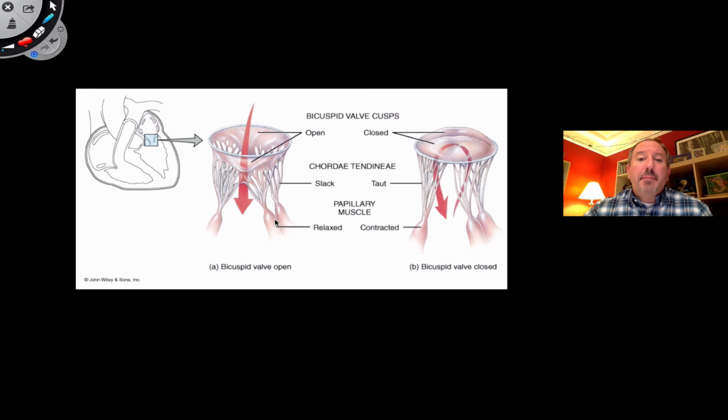Now, when the papillary muscles are relaxed, this is when the valve is open. So the bicuspid valve, which is over here on the left side, is the mitral valve. When these are relaxed, the atria are contracting, and the blood is flowing right there into the left ventricle. And then when the ventricle contracts right here and it's shooting out the aortic semilunar valve, then these are contracting and therefore pulling the cusps closed, preventing backflow. So those are really important heartstrings.